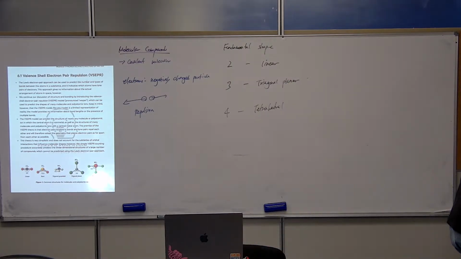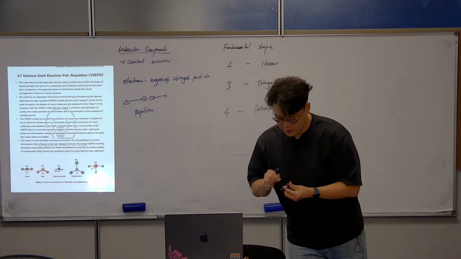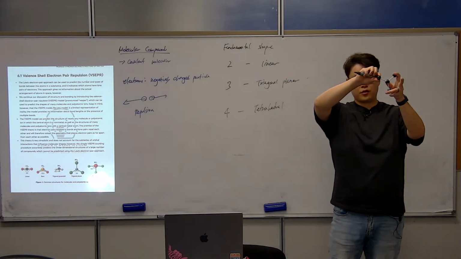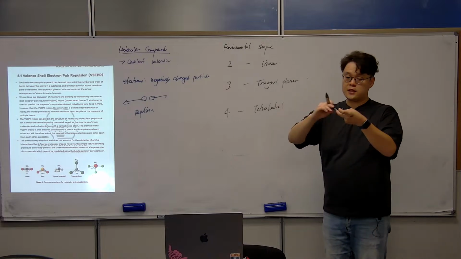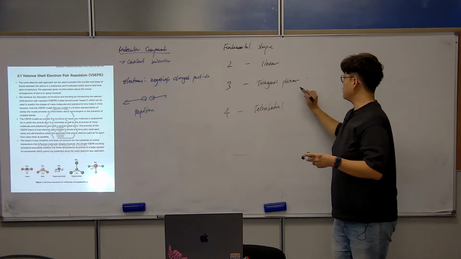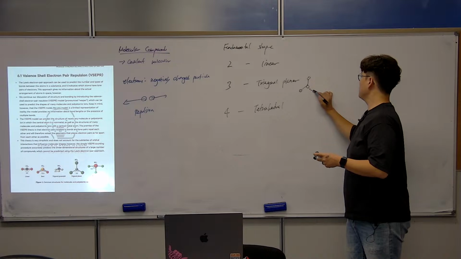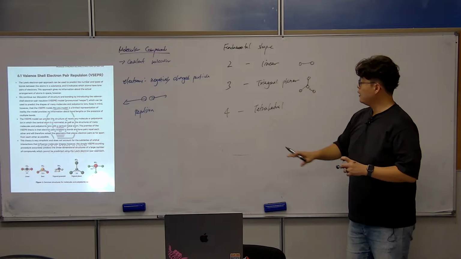Trigonal planar is this. That is in the plane. It's not in the shape of 3D. It's in a plane with all three together. So I draw that as 1, 2, and 3. Let's go like this.